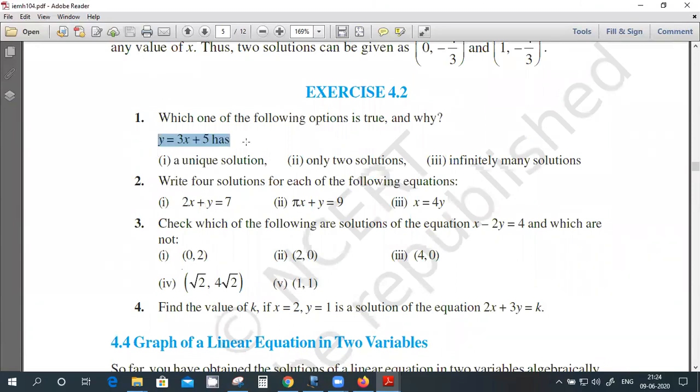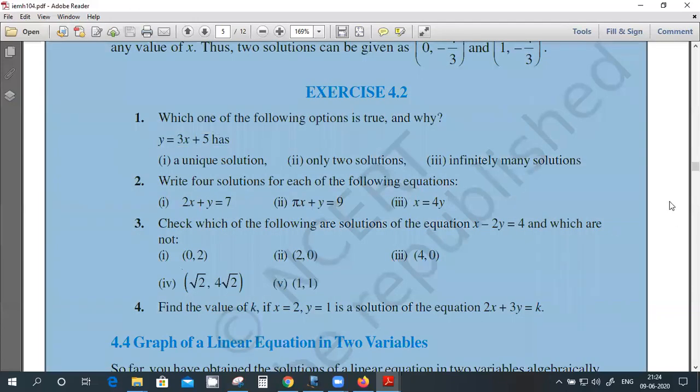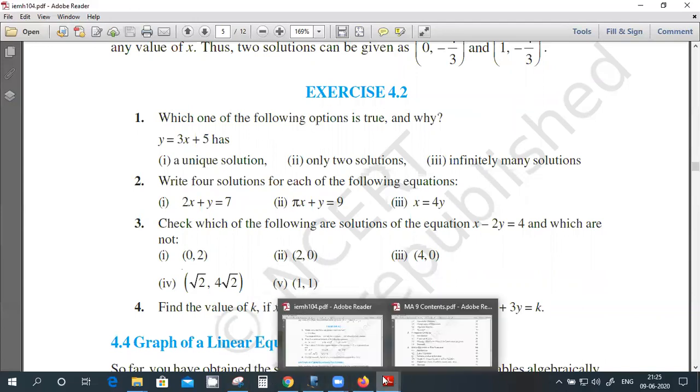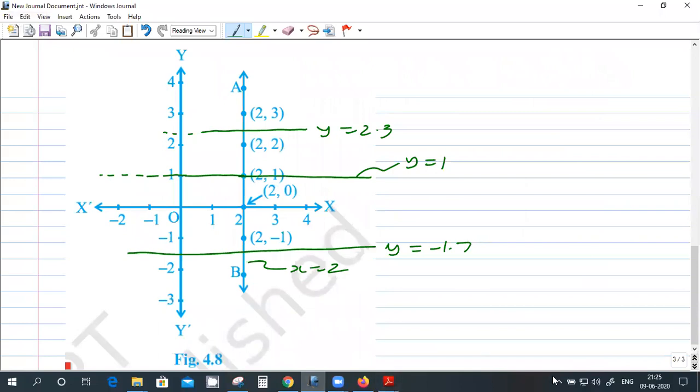What about this one? This one has 3x plus 5. It has infinitely many solutions, because all the points on the line will satisfy this equation. But suppose I give two equations and then ask you to find the solution of them. Suppose I say y equal to 2x plus 5 and I have another equation y equal to 4x minus 3, and find the solution of this set.